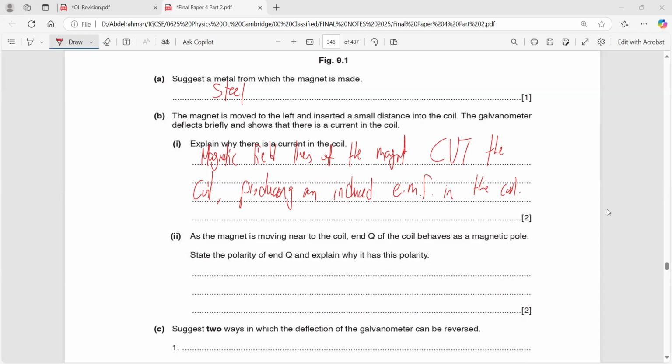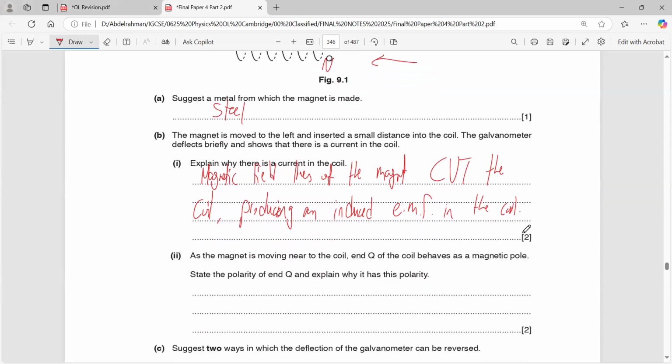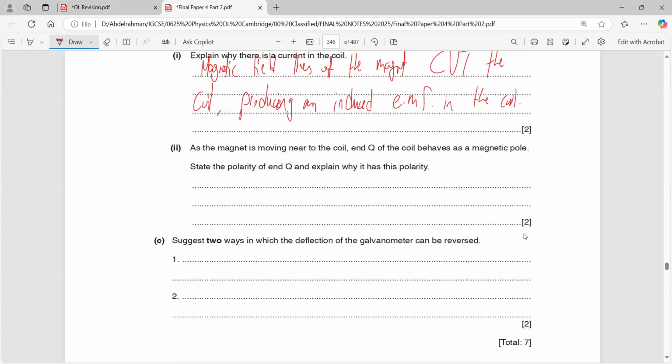So Q would repel, meaning that it has to be a north pole. Why is it a north pole? Because it opposes the force acting on it. Suggest two ways in which the deflection of the galvanometer can be reversed.